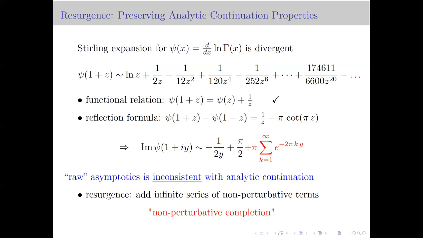Okay, this is a simple example, but it illustrates the point, and this is what we would call non-perturbative completion in physics: given an asymptotic series, can you work out precise information about the instanton contributions, these exponentially small terms?